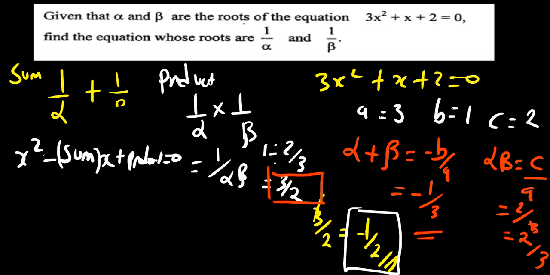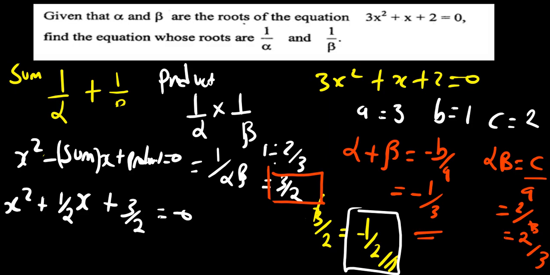So we're going to replace, we're going to say x squared. What did we find as our sum? Our sum, we found that it was negative 1 over 2. To multiply by that negative just gives you a positive. So we have x squared plus 1 over 2 x plus, then the product, we found that it was 3 over 2. This is equal to 0.